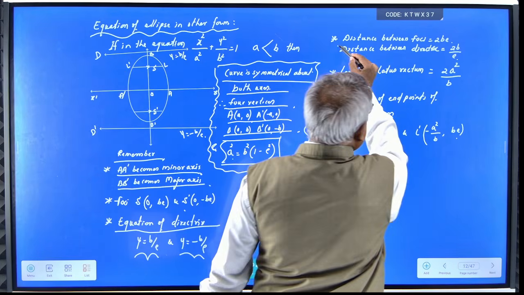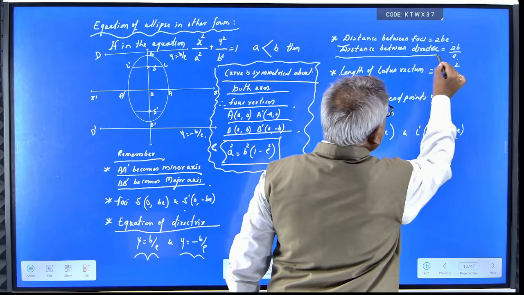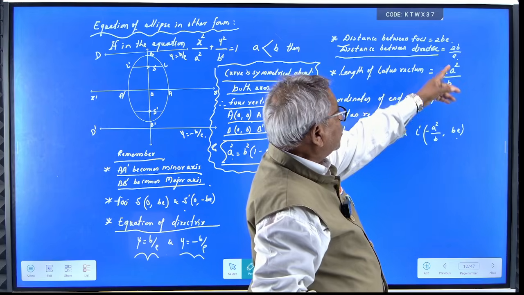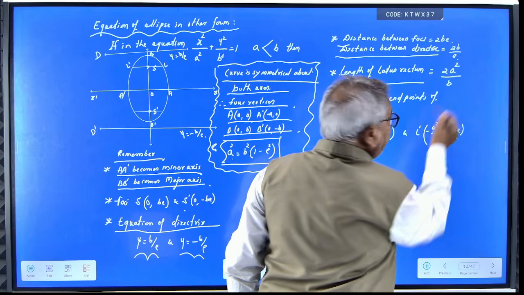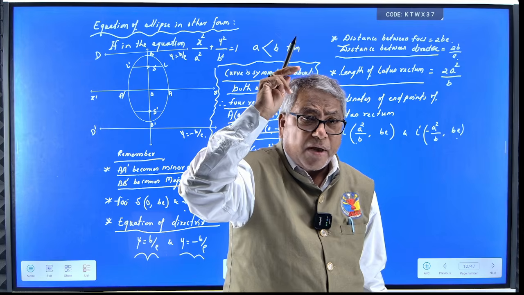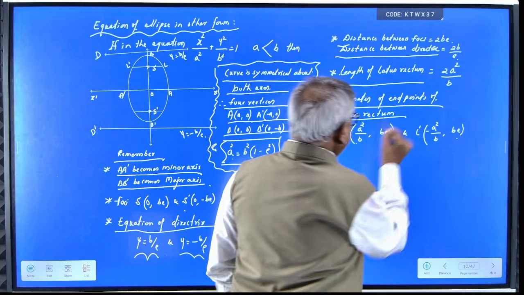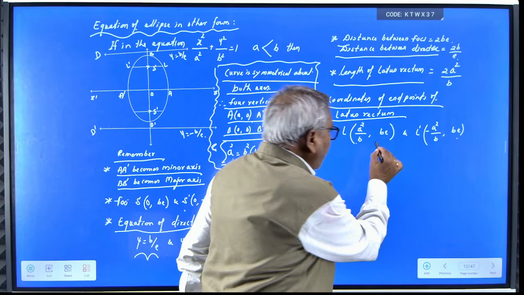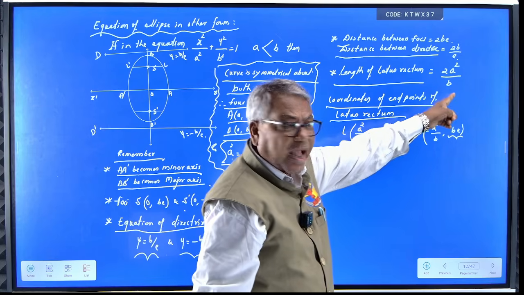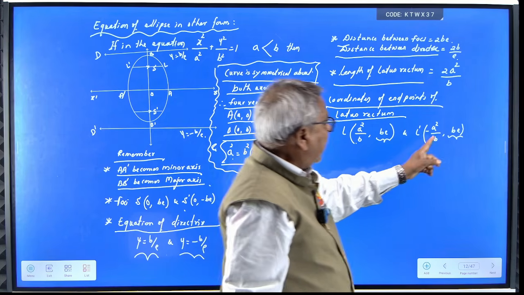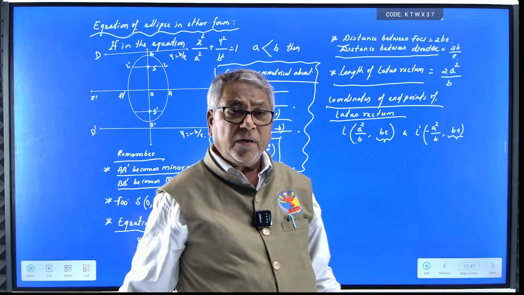So the distance between foci, which was 2ae, becomes 2be here. The distance between directrices, 2a upon e, becomes 2b upon e. The length of latus rectum, which was 2b square upon a, here becomes 2a square upon b. And the coordinates of the endpoints of latus rectum: no change in the x coordinate of focus, be; only a square upon b, comma b, and minus a square upon b, comma b. These are the two endpoints of the latus rectum.